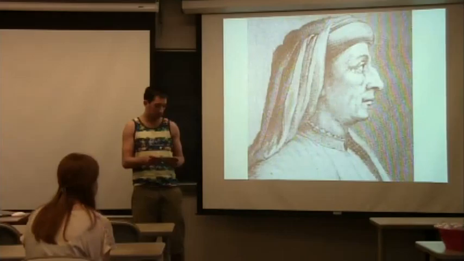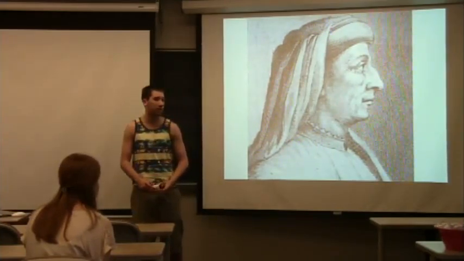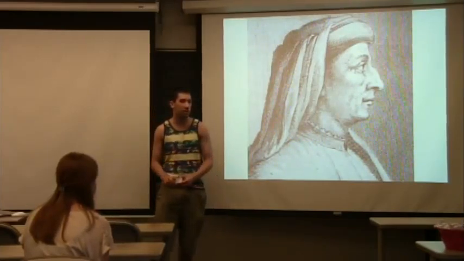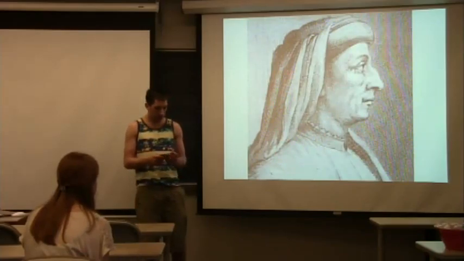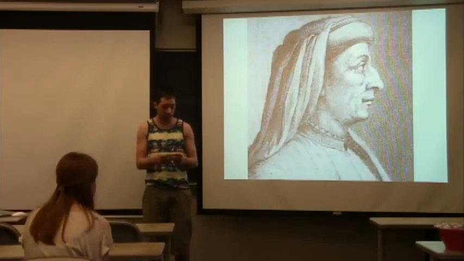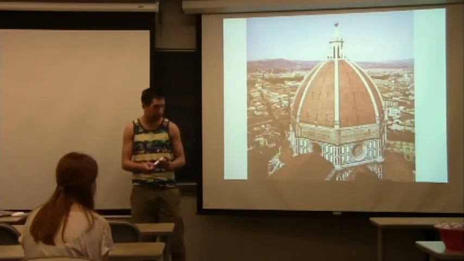And this is Filippo Brunelleschi, the first artist to figure out the perspective grid, and he created it. He was an architect, a goldsmith, and a painter, and as you can see, he created a dome for a cathedral, built in about 1420.